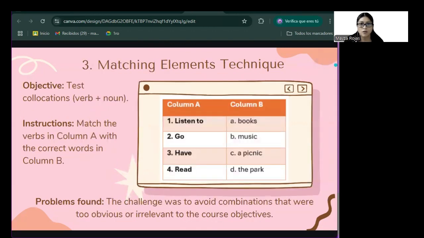And the third one will be matching elements. So here, students match the verbs to nouns, testing their ability to recognize common collocations. It's a simple way to assess vocabulary in context. So they have to choose one number and one letter. And the challenge was to avoid combinations that were too obvious or irrelevant to the course objectives.